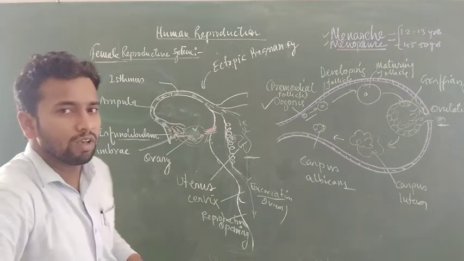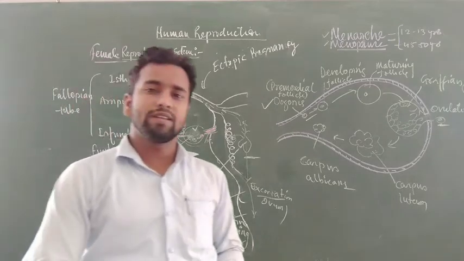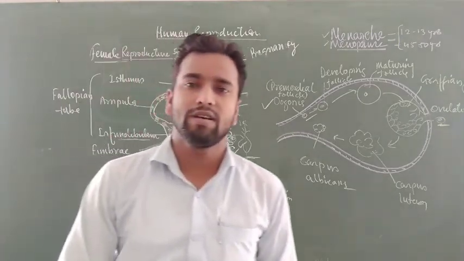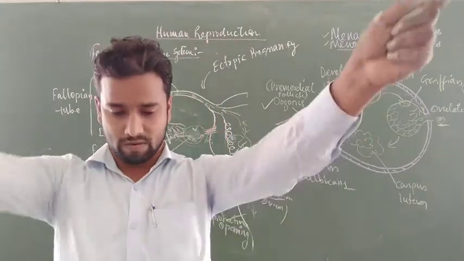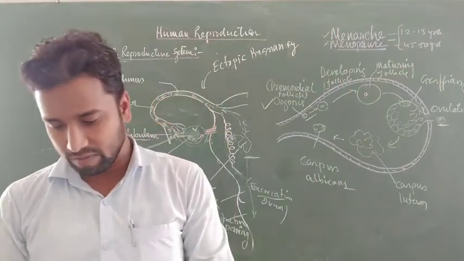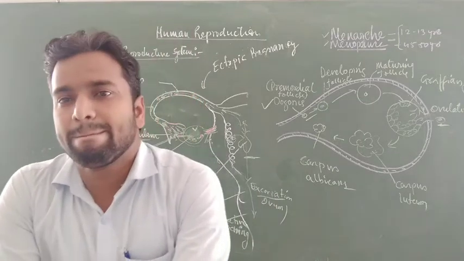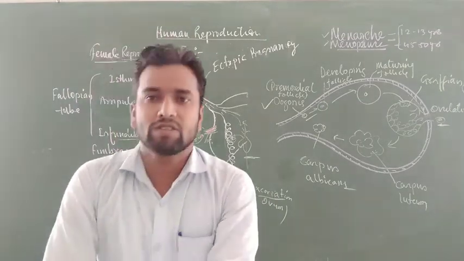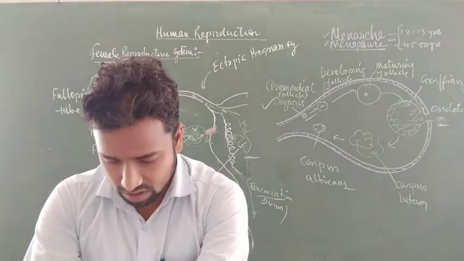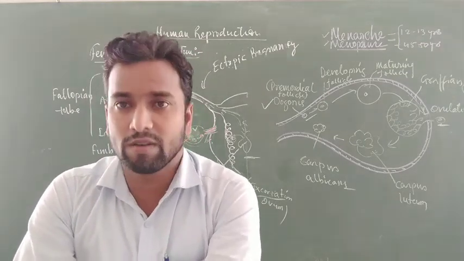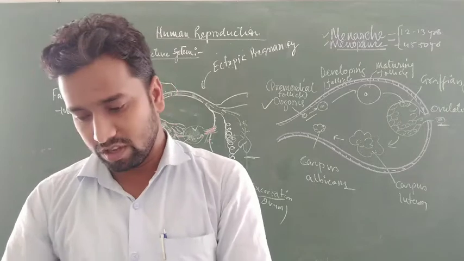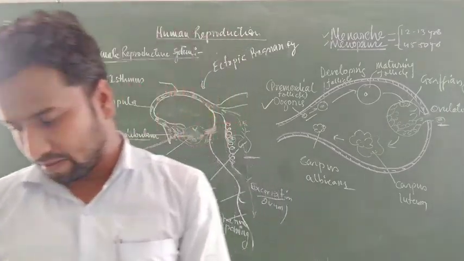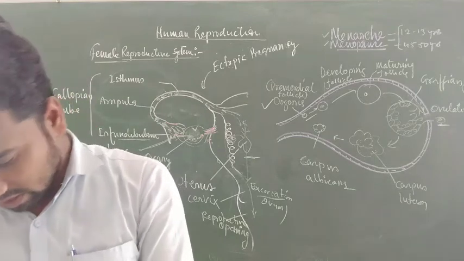Now, students, which types of hormones are released in females? Two types of hormones: progesterone as well as what? Another hormone in females? Estrogen as well as progesterone. Now, I am not going to explain the physiology of the hormones because it is discussed next, at the time of gamete formation.